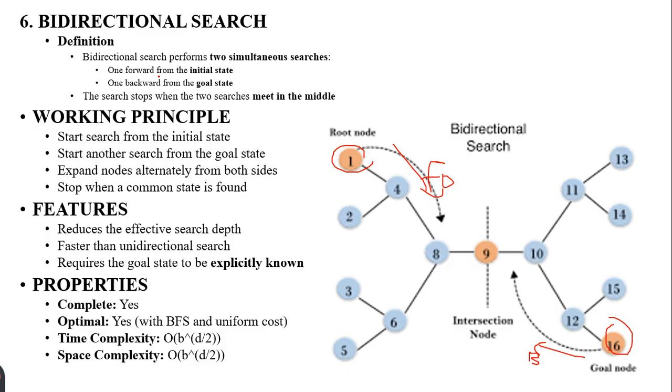Features: it reduces the effective search depth faster than unidirectional search. It requires the goal state to be explicitly known. What are the properties? Complete is yes, optimal is yes, time complexity is order of b power d by 2, and space complexity is order of b power d by 2.